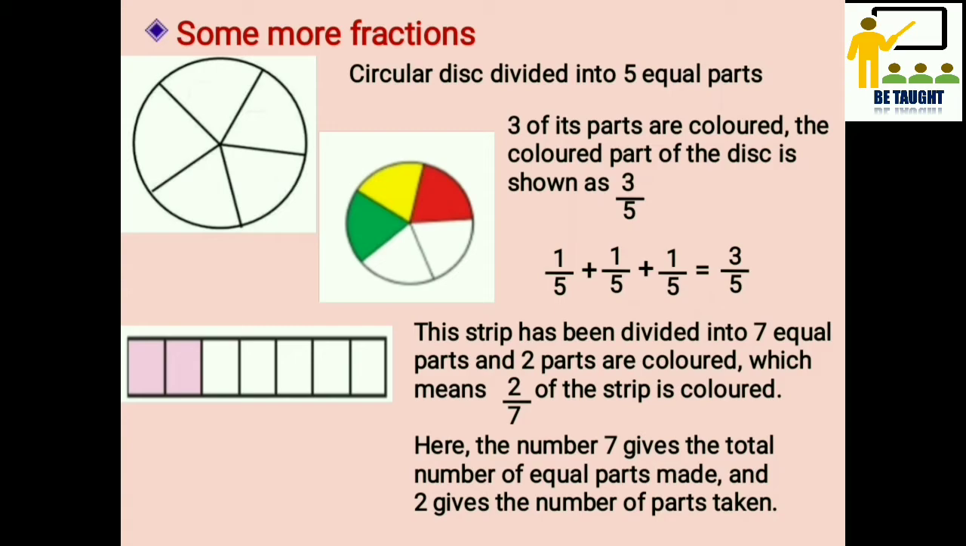This strip has been divided into 7 equal parts and 2 parts are colored, which means 2 upon 7 of the strip is colored. Here the number 7 gives the total number of equal parts made and 2 gives the number of parts taken, that is the colored part. So in the fraction 2 upon 7, 2 is the numerator and 7 is the denominator.